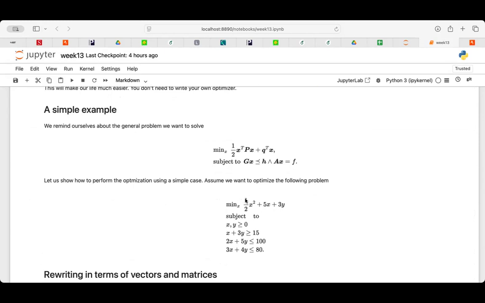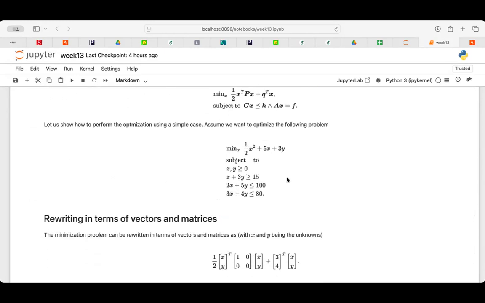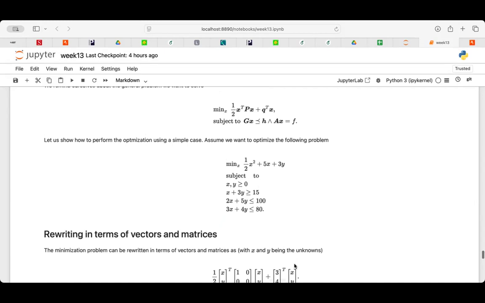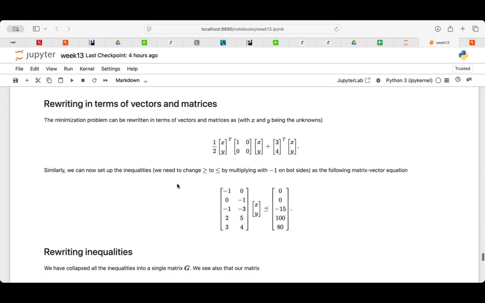So this is the function we want to optimize, which we can rewrite in terms of matrices. So if you look at this function here, we can now rewrite it in terms of this vector here times this matrix times a vector again, which would be the first term. And this could be subject to x and y larger than or equal to 0, x plus 3y larger than 15. This is just an example which is being set up. And you can then rewrite these inequalities in different ways.